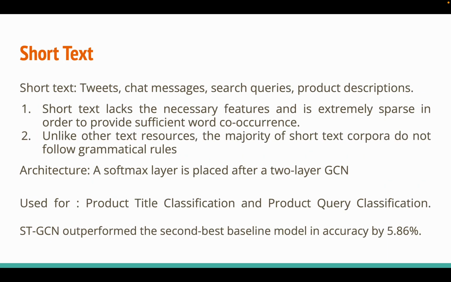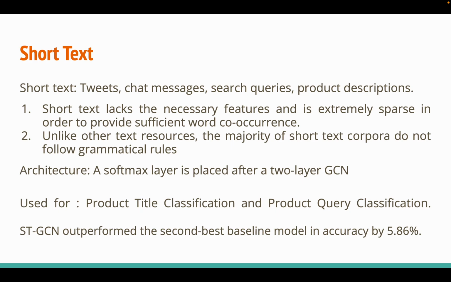Considering the last architecture in this paper, which is short text, meaning tweets, chat messages, search queries, product descriptions, reviews on the products. The main problem with this kind of model is that it is considering short text, and short text will always lack the necessary features and is extremely sparse, so it does not provide sufficient word occurrences. Unlike other text resources, these short text corpora do not follow any grammatical rules.